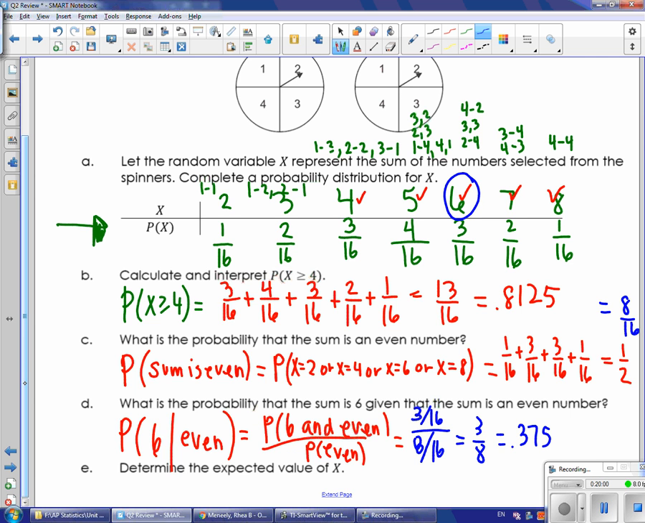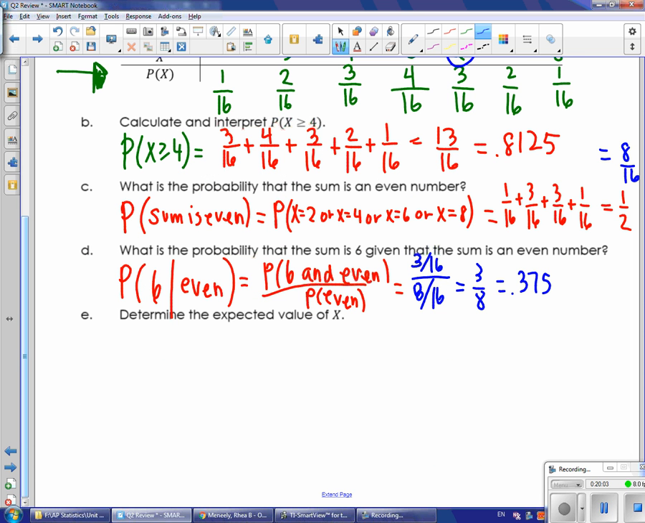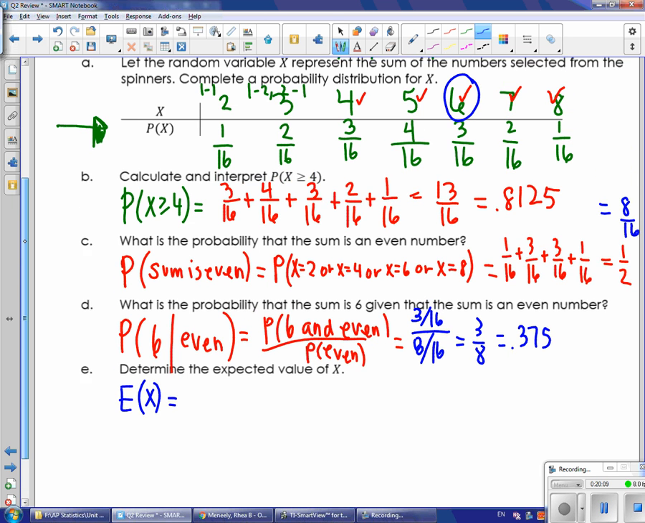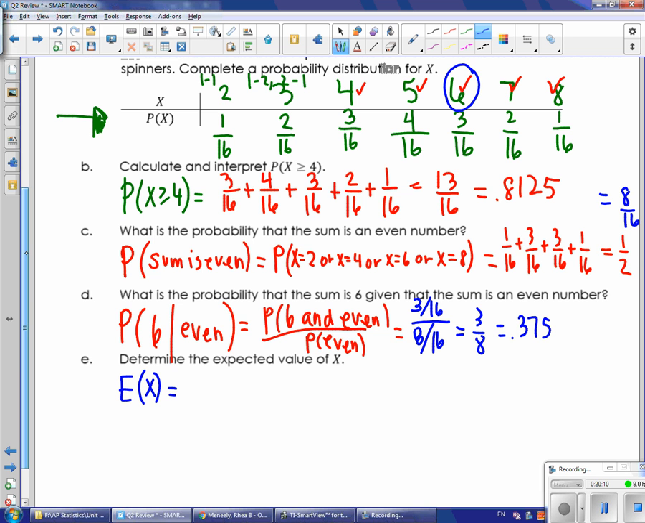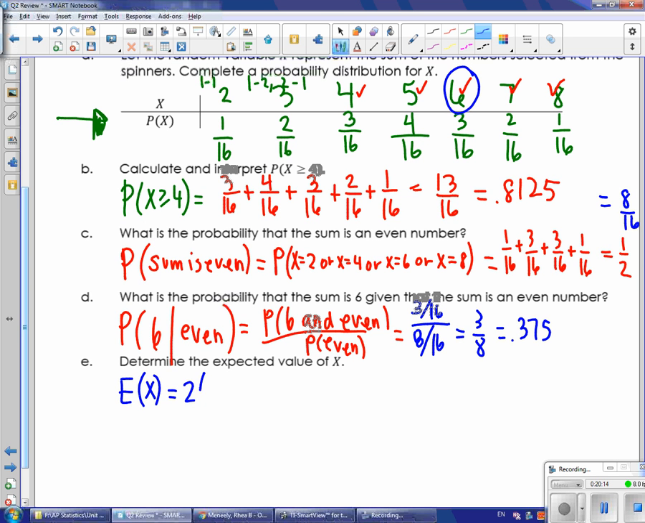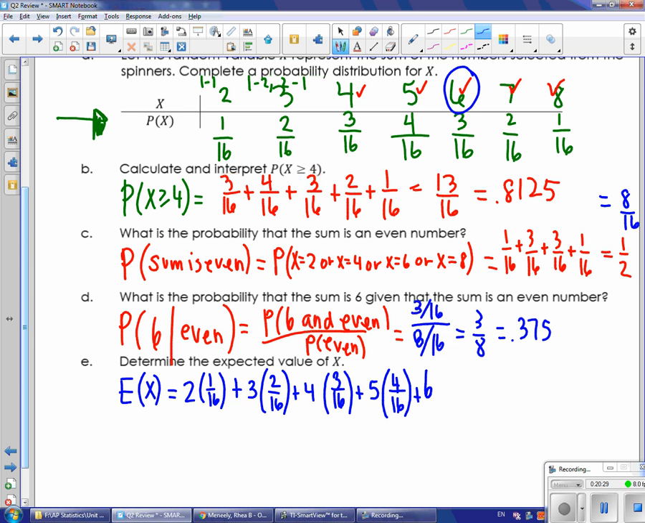And the last question is asking you to find the expected value of x. There are a couple different ways of doing this. I'm going to go ahead and work it all the way out. The expected value of x is determined by taking the outcome times its probability and adding them up. So I'd have 2 times 1/16 plus 3 times 2/16 plus 4 times 3/16. And this is tedious. But if we do it out by hand using the formula, the expected sum is going to be 5.